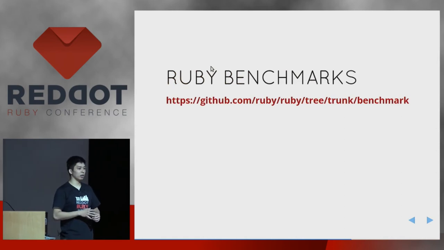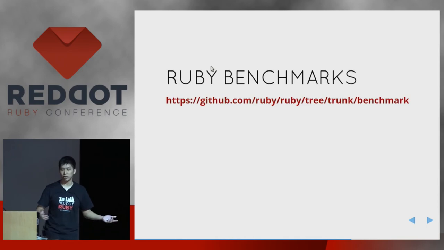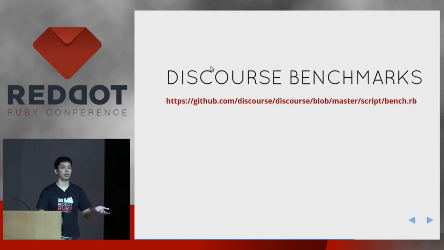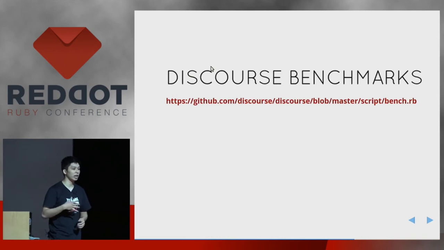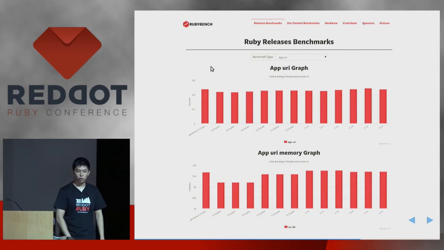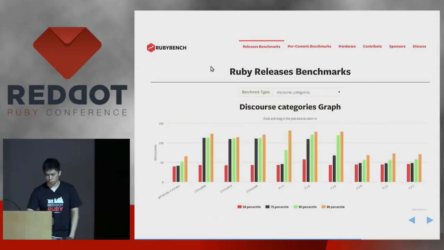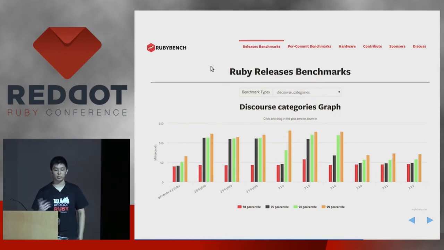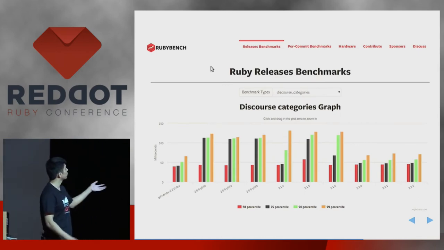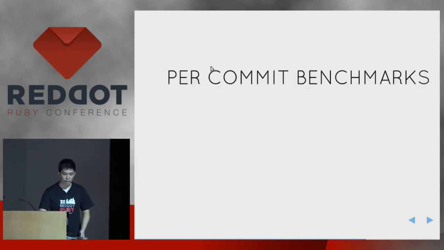There are actually ready benchmarks out there. All our benchmarks right now are from the Ruby trunk. Ruby trunk has a benchmark folder, and we just took everything from there. Discourse has a benchmark as well. We just wanted to see how a Rails app changes when Ruby changes. So what we have is release benchmarks. This is a simple one, benchmarking the URI library over the different releases of Ruby. And this is the Discourse benchmark. In 2.2, you can see that the 75th, 90th, and 99th percentiles went down because of the new GC. And then we have per-commit benchmarks.